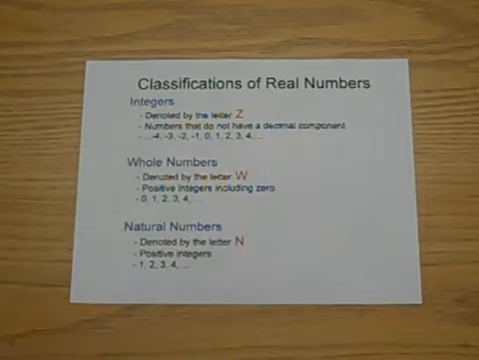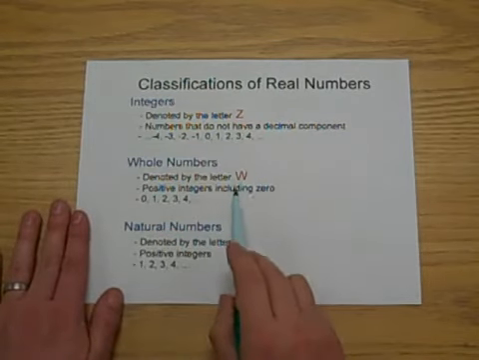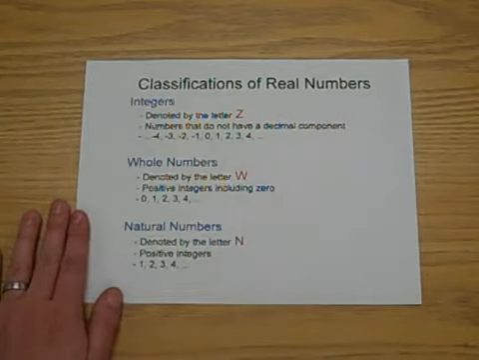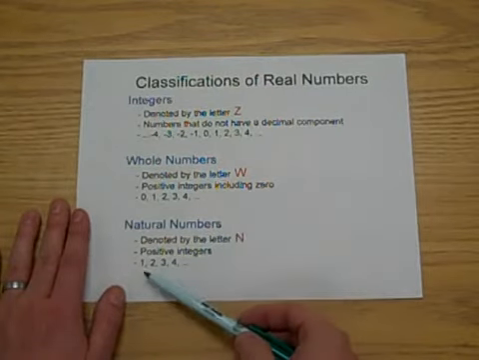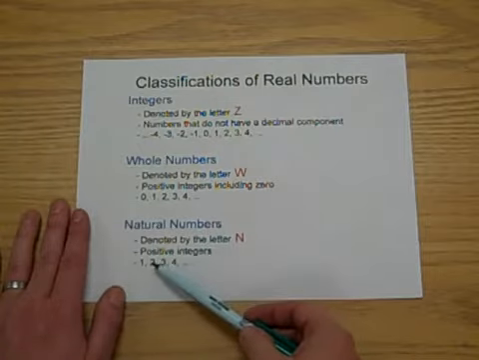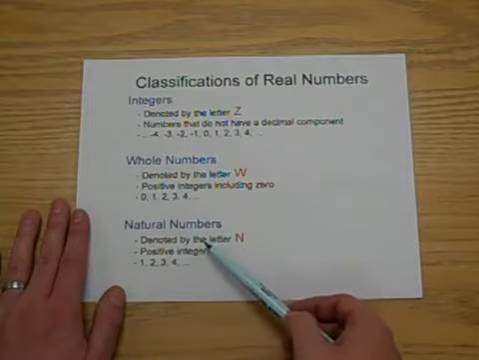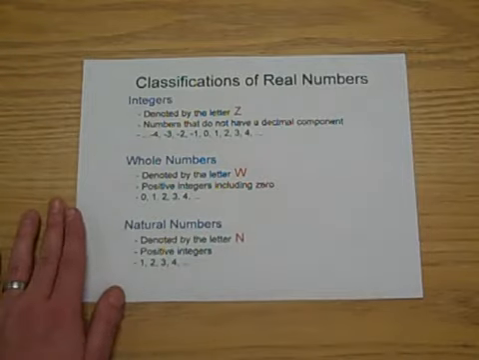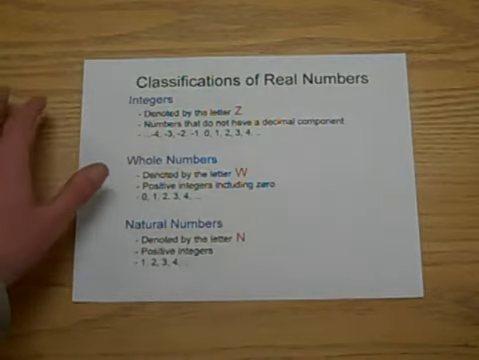Whole numbers are denoted by the letter W, and they are positive integers including 0. So everything from 0 up is a whole number, denoted by W. Natural numbers are very similar to whole numbers, only they don't include 0. So these are the counting numbers, you could think of it that way. But whole and natural are very close, only natural numbers do not include 0.